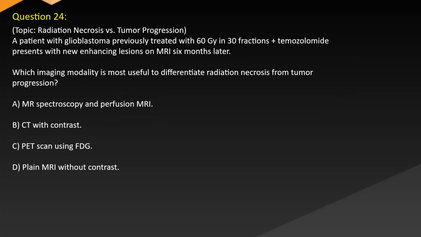Question 24. Topic: Radiation necrosis versus tumor progression. A patient with glioblastoma previously treated with 60 Gy in 30 fractions plus temozolomide presents with new enhancing lesions on MRI 6 months later. Which imaging modality is most useful to differentiate radiation necrosis from tumor progression?